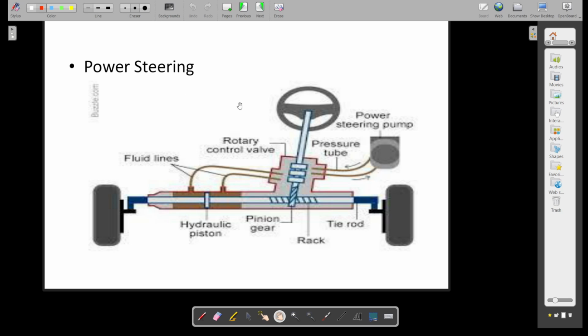So the power assistance we are getting is called power steering. You are getting the additional movement here. You can see this component, the tie rod, is being moved, but this tie rod is being given assisted movement by the help of the fluid lines and a hydraulic piston, which also moves alongside the tie rods.